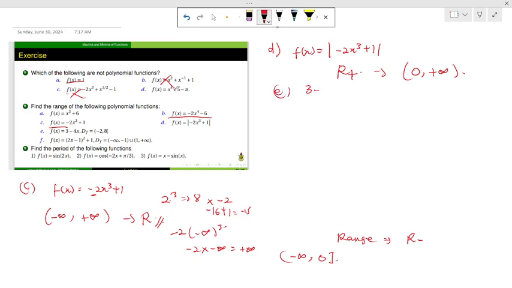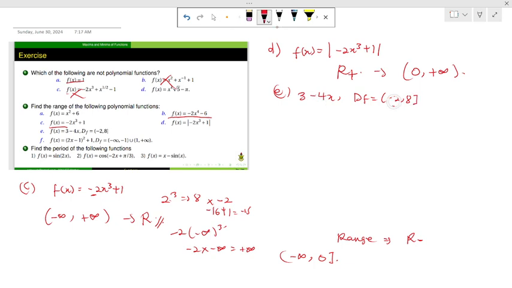E is 3 minus 4x. The domain is given as negative 2, 8, right? Then, for this one, I've been given the domain. So now let's see. The domain is saying that the smallest number you can ever put into this function is negative 2. And the highest is 8.